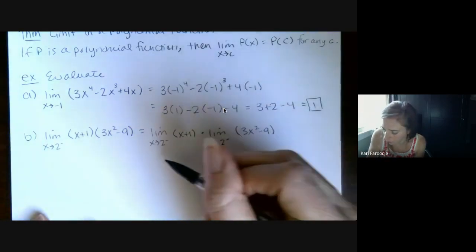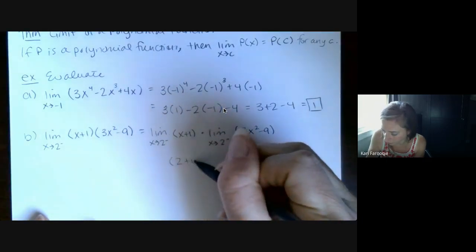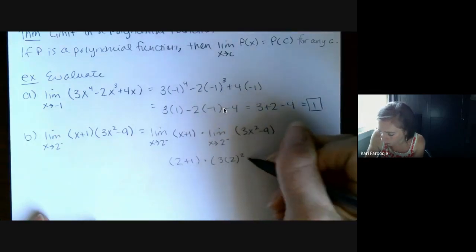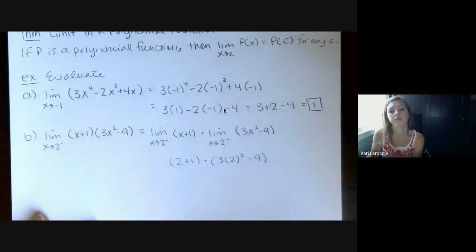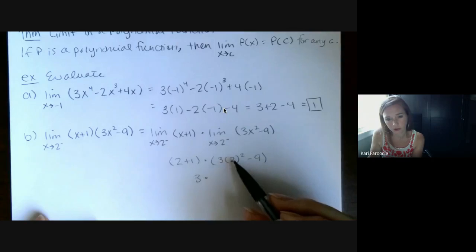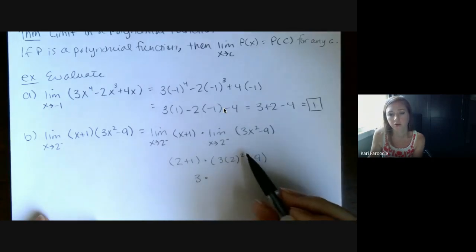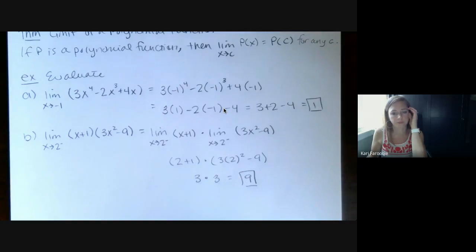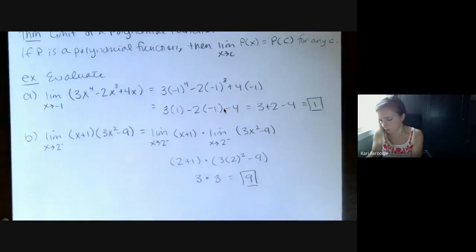So for this one, you're going to get 2 plus 1. And then for the next one, you'll get 3 times 2 squared minus 9. So this leaves you with 3 times, don't multiply 3 and 2. You first must take 2 to the 2nd power. 2 squared is 4, times 3 is 12, minus 9 is 3. Questions here?